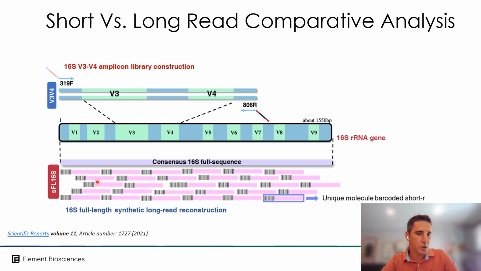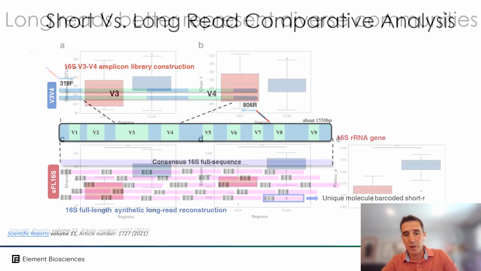And this just goes to show that the fragments had UMIs distributed throughout their lengths, and then we used our consensus-based assembly process to make synthetic long reads that contained all 9 variable regions on each read. So those are the 2 technologies that were compared here. And now let's move on to what they found.